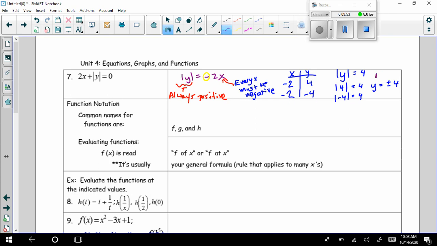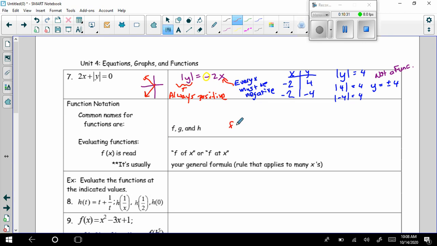This is no longer a function. And if you graph that, you would see that this is, in fact, a sideways absolute value. It goes this way. All my x values are negative. So that doesn't pass the vertical line test. Okay? So just keep that in mind. It has to pass the vertical line test. Nothing can repeat.